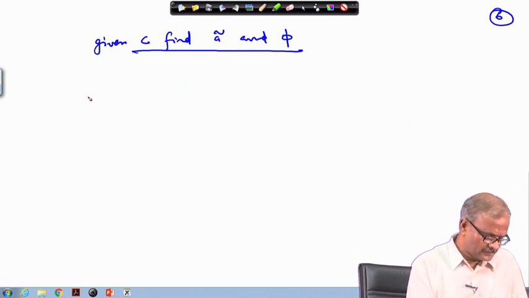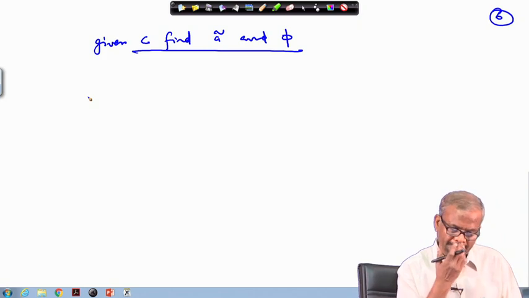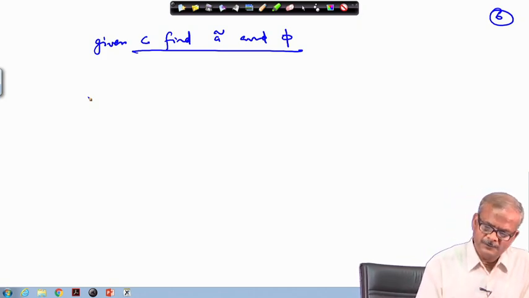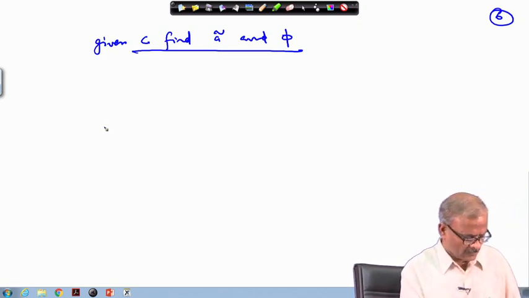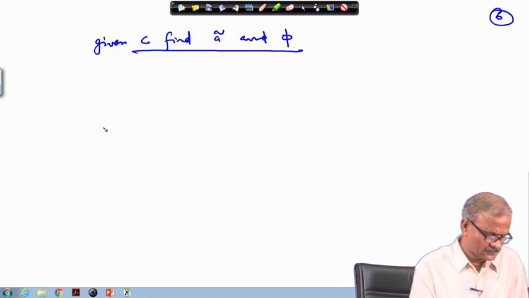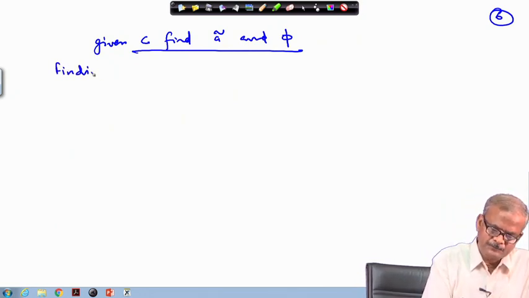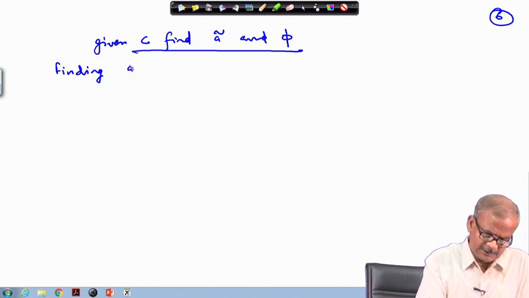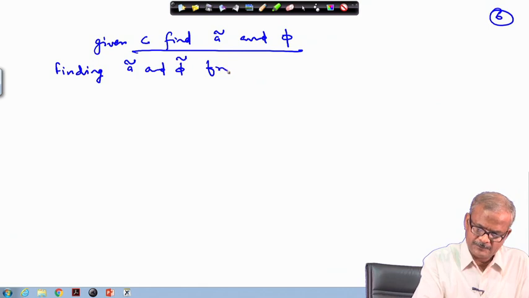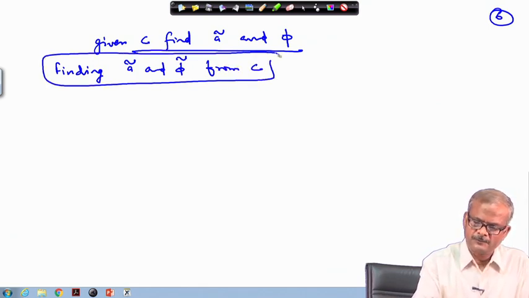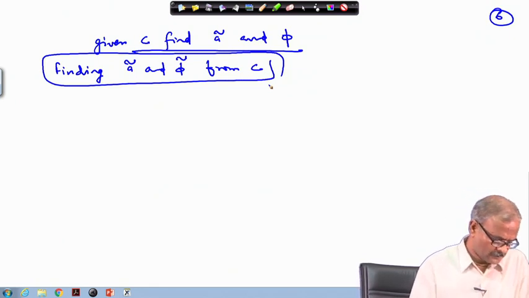Okay, so, before we do this, let us look into, or maybe we can continue with whatever we have been doing and we will return back to this problem. So, first we have the problem here, finding A tilde and phi from C. This is my problem which we need to sort out.